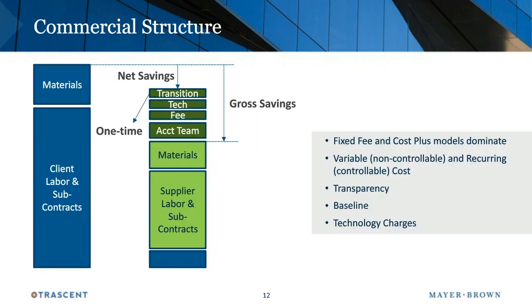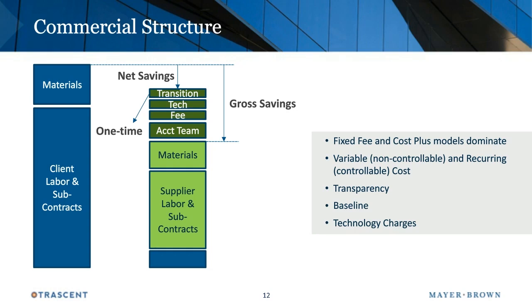Just a few comments on the commercial structure of real estate and facility contracts, and then we'll turn it over to Kevin. As I mentioned earlier on in the discussion, there is a renewed focus on margin in the sector. The commercial models in this industry are typically going to be a cost plus type model or a fixed fee model. And within these types of models, there are typically some variable, non-controllable, or recurring costs, or what are known as controllable costs.